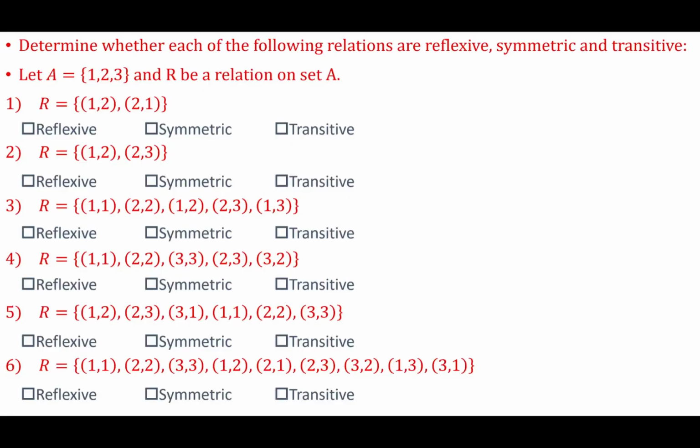These are our last questions that I had given you as an assignment to finish. So the answers are going to be like this. The first relation is symmetric and transitive, and the second one is none of the three. Third one only transitive. Fourth one is all: symmetric, reflexive and transitive. Fifth one only reflexive. Sixth one all reflexive, symmetric and transitive.